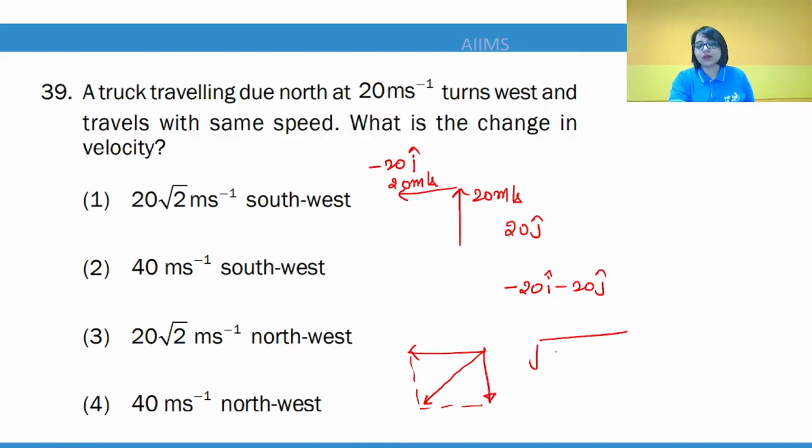That is equal to under root of 20 square plus 20 square. So it will be 20 root 2 and this direction will be southwest direction. So the correct answer is option 1, 20 root 2 in southwest direction.